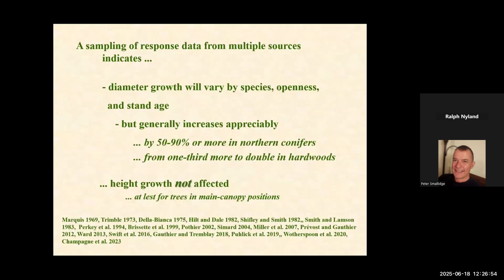A sampling of responses from multiple sources indicated to me diameter growth will vary by species, by the openness around the released tree, and by stand age, but generally, growth increases appreciably by, say, 50 to 90% or more in northern conifers, and perhaps one-third more to double the growth in hardwoods. But the release will not affect height growth, at least for trees in the main canopy positions.